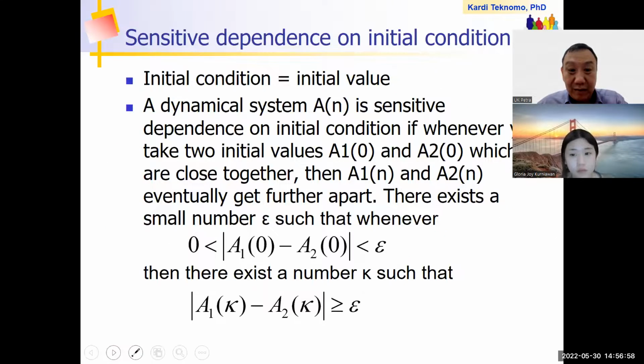Right? So it's the sensitivity, sensitive dependence on initial condition. A dynamical system that is sensitive dependent on initial condition is called chaos. Whenever you take two values A1,0 and A2,0 which are close together initially, and then A1,n, where n must be larger than 0, eventually they will go farther and farther apart. So there is a small number that makes some distance between them.